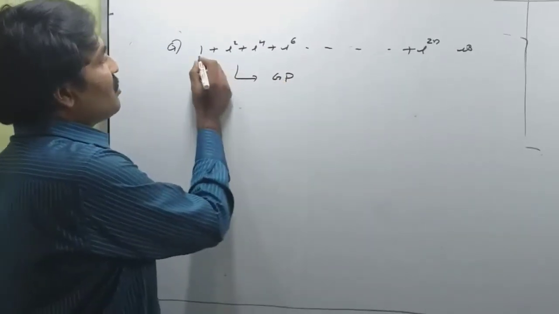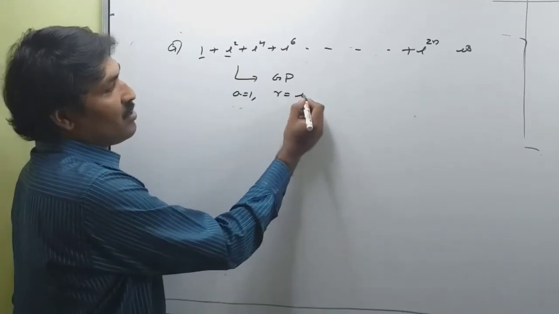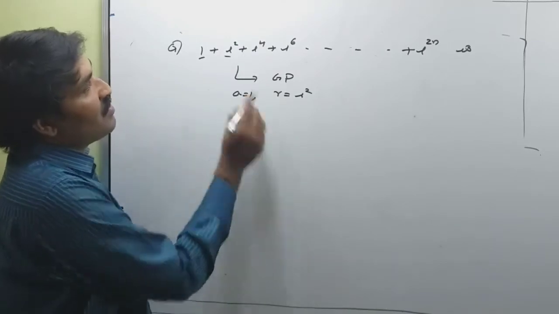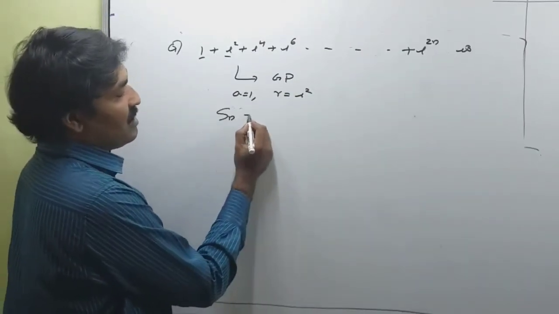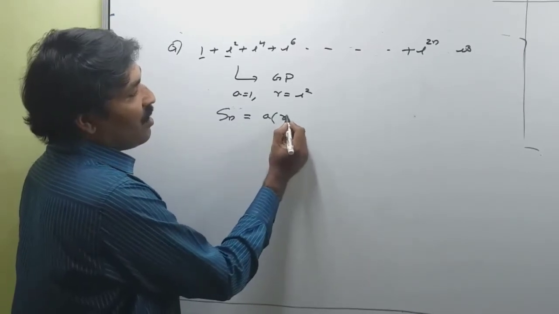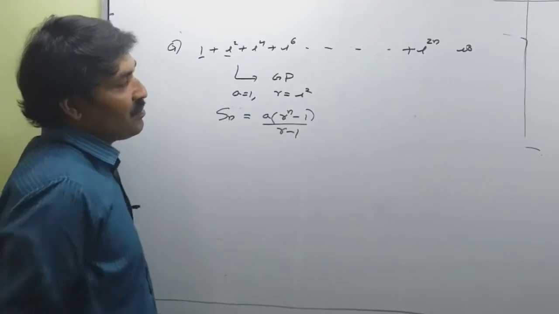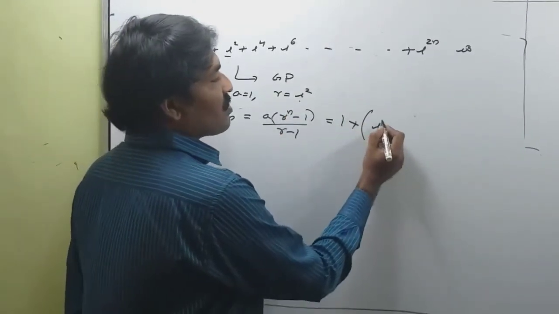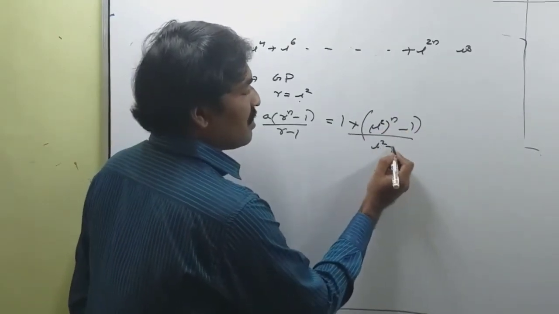GP. The first term A is equal to 1 and common ratio R is equal to i square. So the sum to n terms, where the total number of terms is n, is equal to A into R raised to n minus 1 by R minus 1. That is 1 into, with R equal to i square, i square raised to n minus 1 by i square minus 1.